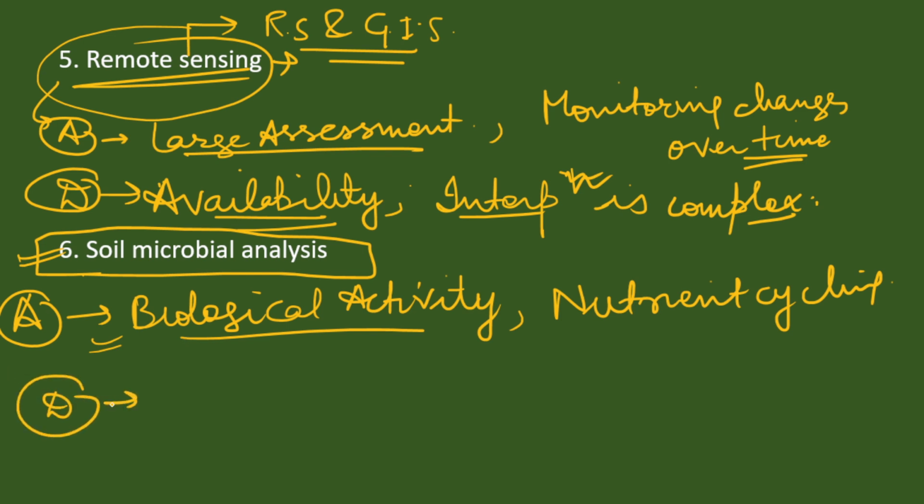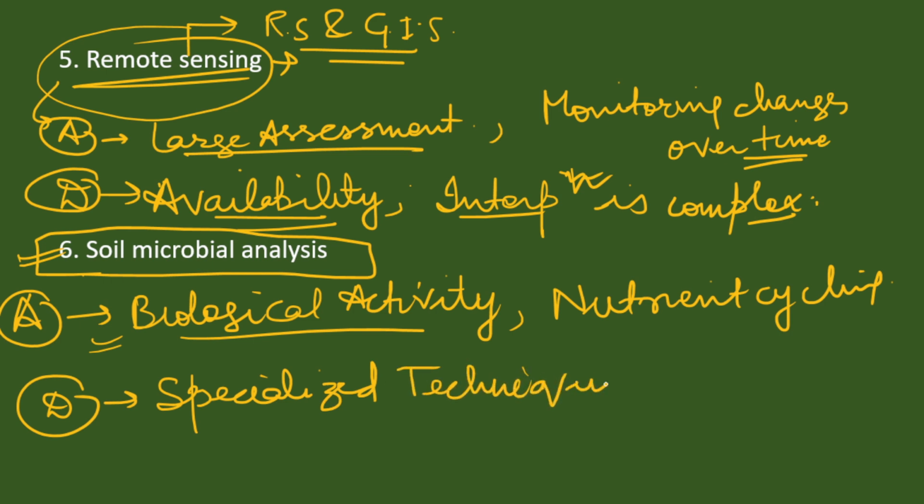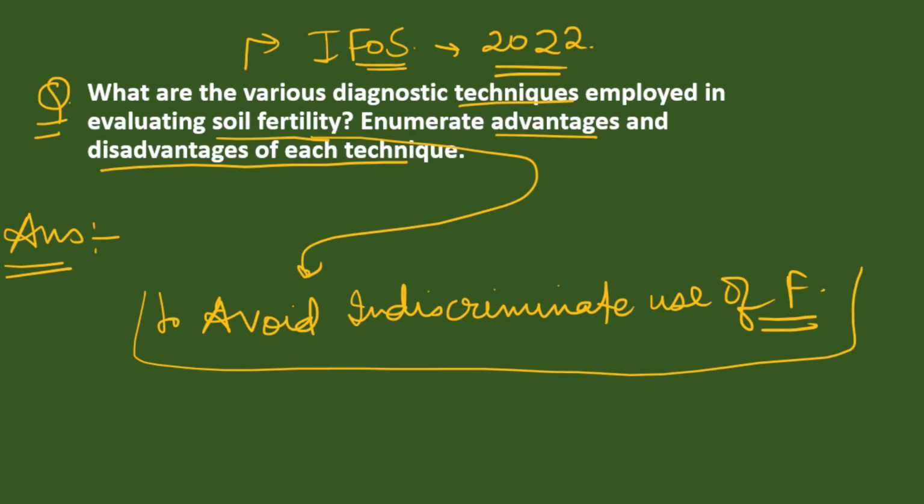And what are its disadvantages? It requires very specialized techniques. Some manpower and labs are needed so that the microbial analysis can be done. So these are some of the disadvantages of soil microbial analysis. So these are the 5-6 measures through which we can evaluate our soil fertility.